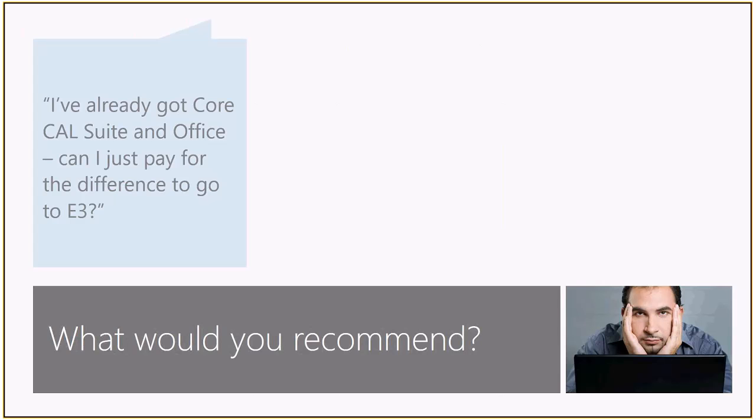So this is thinking about the situation. So they've got Office perpetual licenses, they've got the Cal Suite on the open value agreement, and they're wanting to get access to E3. What would your initial recommendation be for this customer?